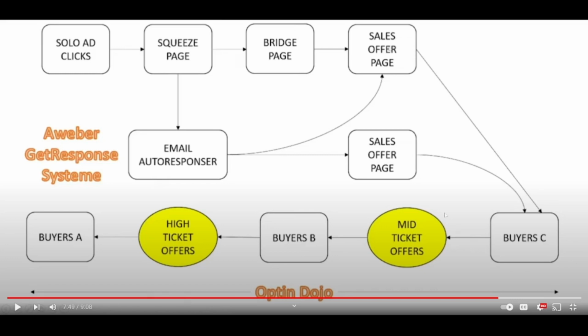From there, you can promote the mid-ticket offers to form out your buyers list B, promote the high-ticket offers to form up your buyers list A. All right. So as you can see, Optin Dojo is involved in practically almost every part of your entire email marketing system. And all these things will work exceptionally well if you are using SoloS as your main traffic source to build up your email list like what I mentioned earlier.